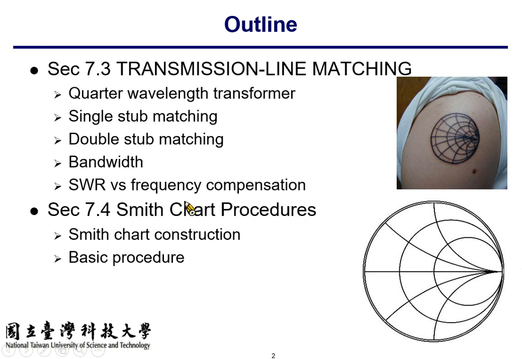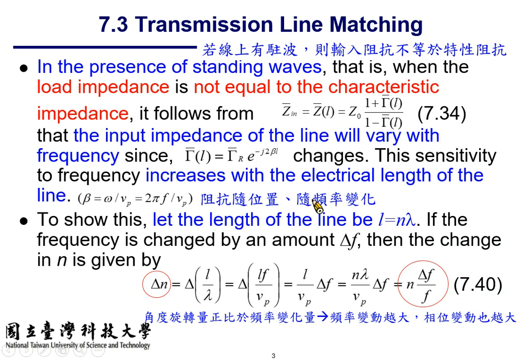Okay, so let's begin our discussion with transmission line matching. As we have seen in the previous lecture, if there are standing waves on the transmission line, what is the cause for the presence of the standing wave? Well, most likely the cause is an unmatched termination. That is, the impedance of the termination is different from the characteristic impedance of your transmission line. So what is the consequence? Well, you get standing wave patterns.